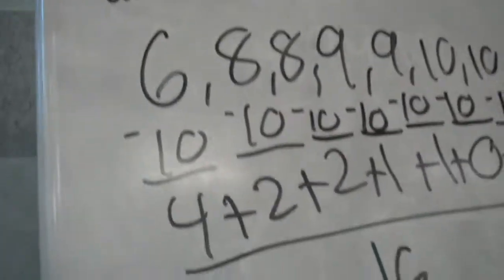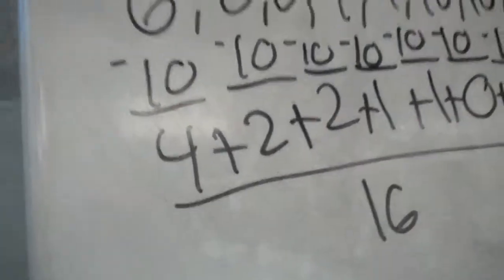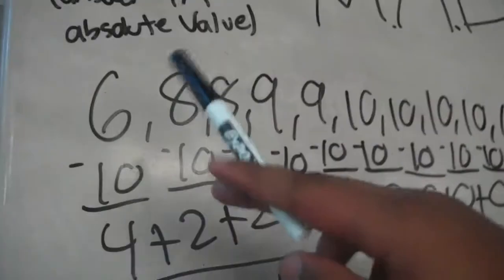Some things to keep in mind. You always use your answer in absolute value. Okay? So let's get started. So when you look at it, you subtract the mean from every data point. And remember, it's absolute value.